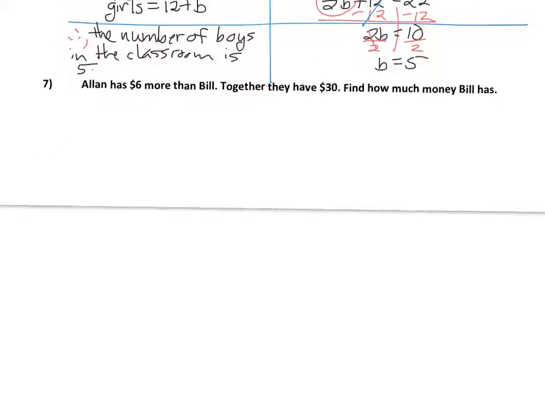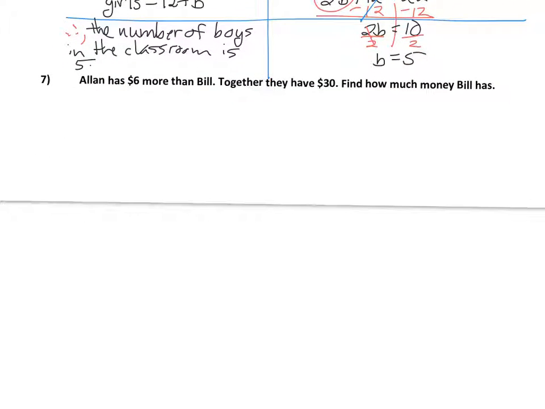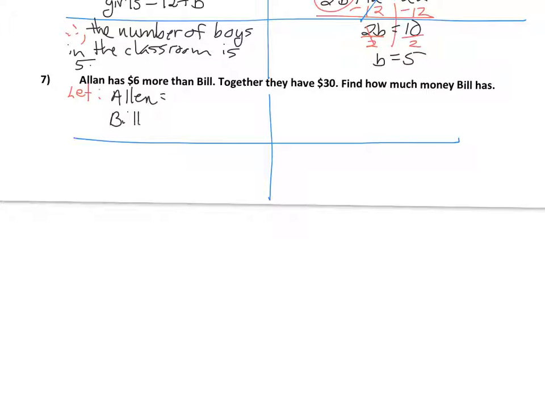Let's look at the last problem, number 7. Alan has $6 more than Bill. Together they have $30. Find out how much money Bill has. So this really isn't much different than the one that we just discussed, except for it's discussing money. So let's define our variables. The two things that we're talking about would be Alan and Bill. So we're going to let Alan equal and Bill equal. Those are the two things that we have to define.